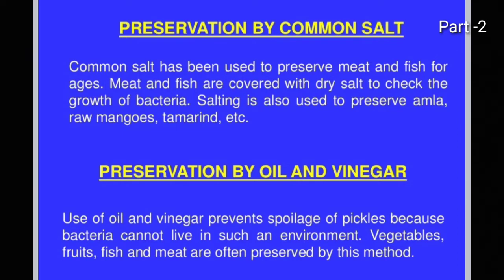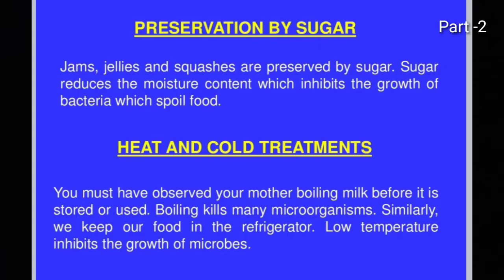The next preservation can be done by sugars also. Jams, jellies and squashes are preserved by adding sugars into them. What does sugar do? It reduces the moisture content, which will inhibit the growth of bacteria which spoil your food. In this way we can preserve our food by adding sugar into it.